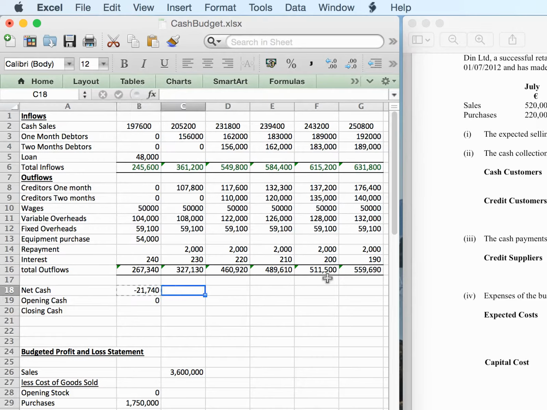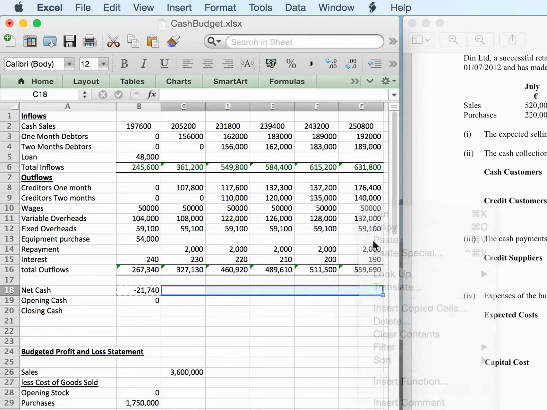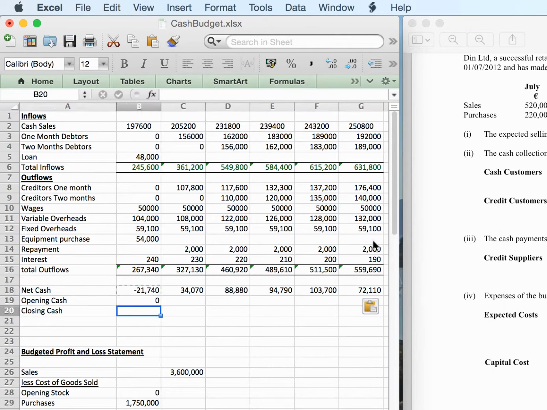And again, you look along and take them all away, and there. And then our closing cash is going to be that added together, and then the opening cash for the next month is going to be the same figure.